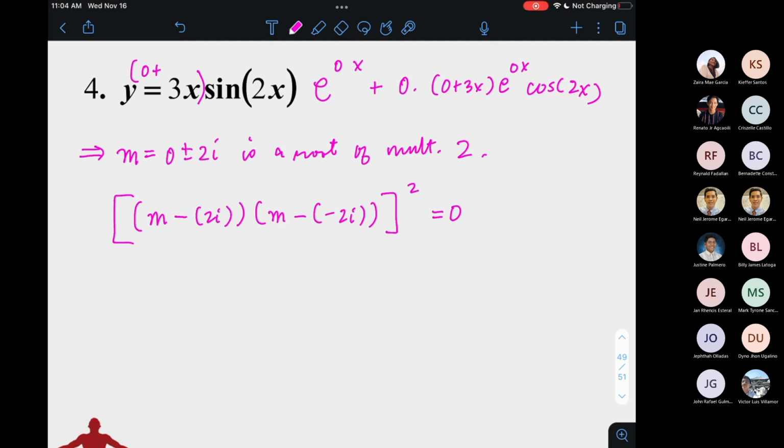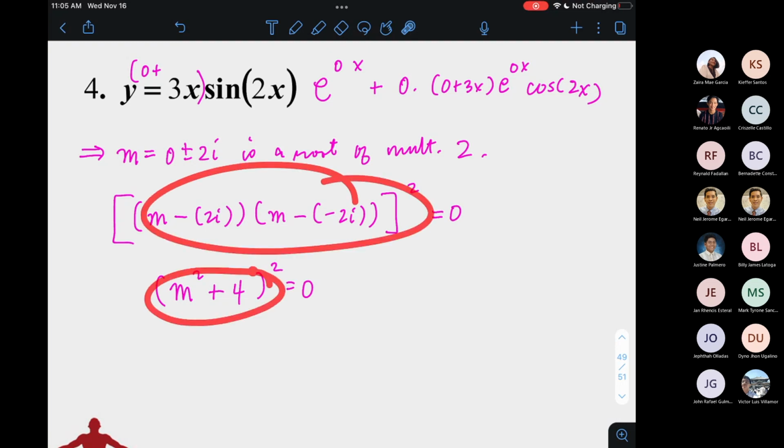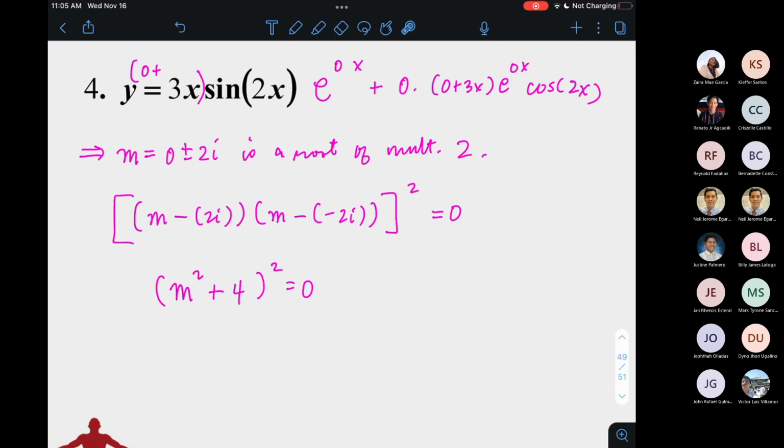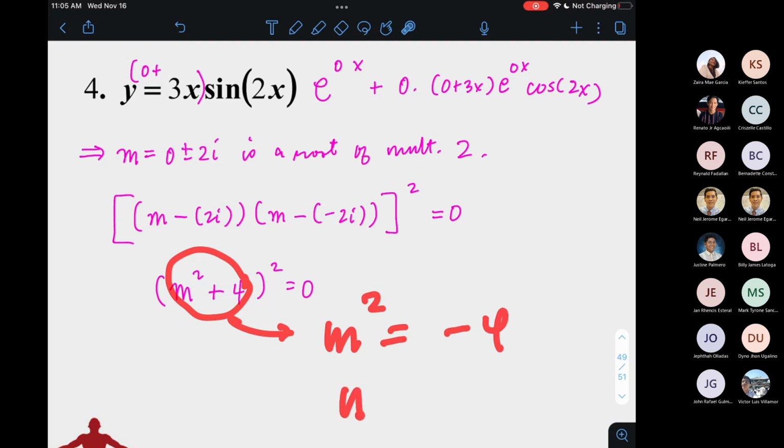Then carry out the multiplication here. So we'll have m squared. Tapos meron ba akong m terms? Twice, okay, wala akong m term. Tapos ito ay magkakaroon na lang ako ng plus 4, quantity squared equal kay 0. If you perform this multiplication, you get m squared plus 4 quantity squared, right? And that's easy kasi ang m squared plus 4 equal kay 0, mangyayari lang yan kapag si m squared ay negative 4. So that means m equals plus or minus 2i.